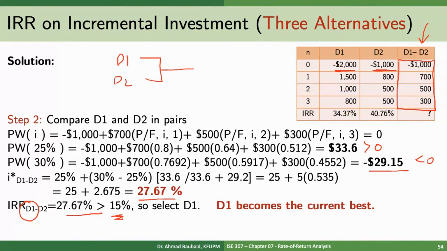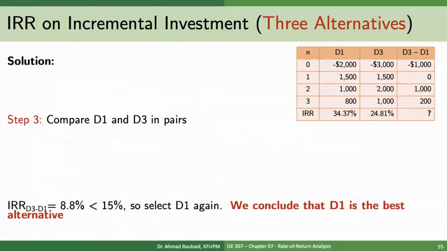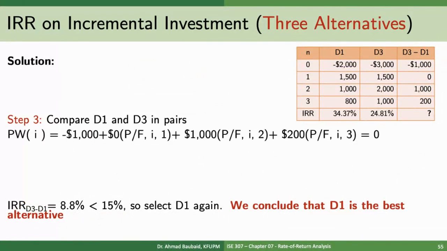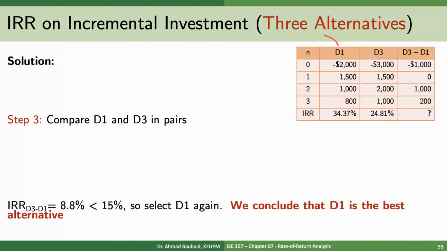Comparing D1 with D2, I get D1. Now, of course, I need to do D1 and D3. Draw it like this, maybe. And I need to find the overall winner. I'm actually spoiling the solution. Should have been more careful. But in any case, you do the same thing. So notice here that I picked D1 from round 1. I now put it against D3, and I repeat the process exactly the same way. I find that there's an additional investment of $1,000. This is my cash flow.